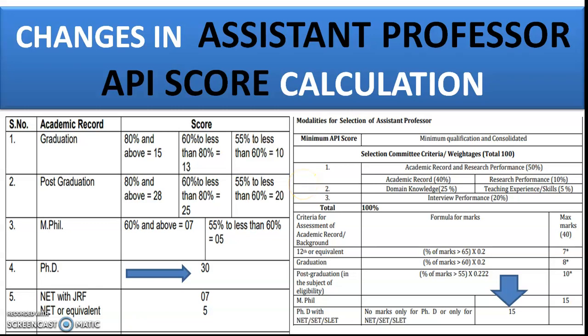So in this video, we are going to see one very important piece of information. It will be very helpful to the candidates who are looking for permanent assistant professor vacancies in the central or the state government universities.